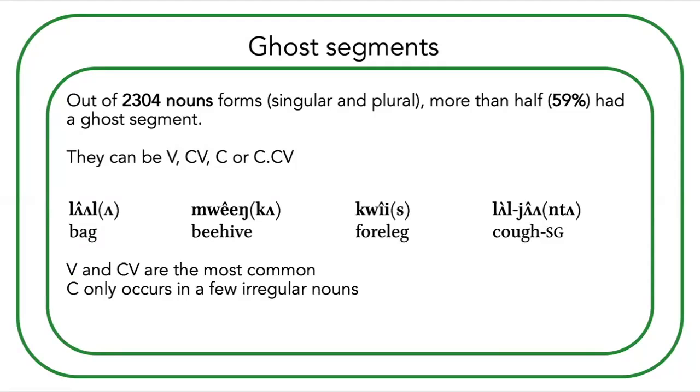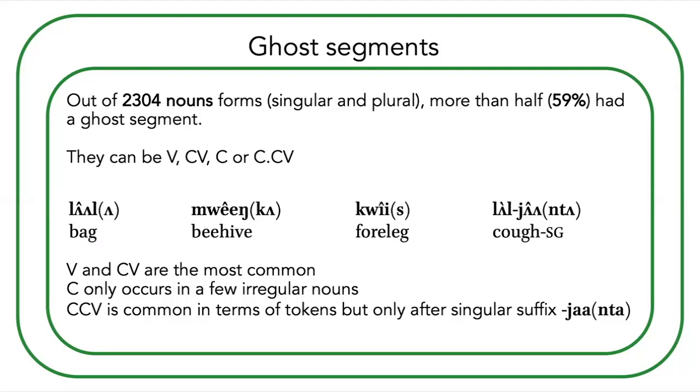C only occurs in about 8 nouns, and they're all very, very common nouns, which are very frequent in conversation, and they often have irregular inflection. And CCV only occurs in one case after the singular suffix yo or ya.